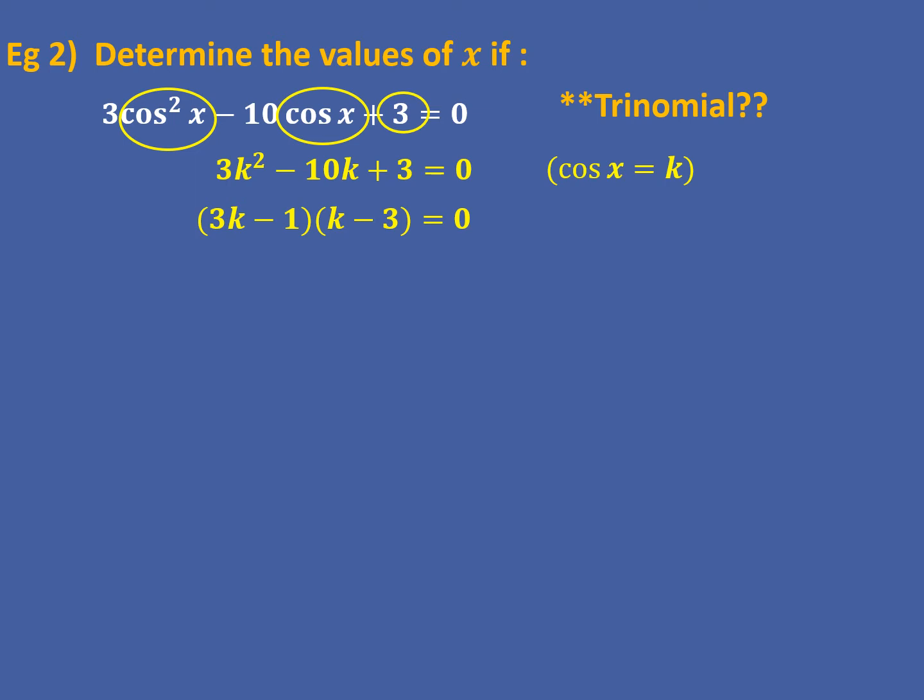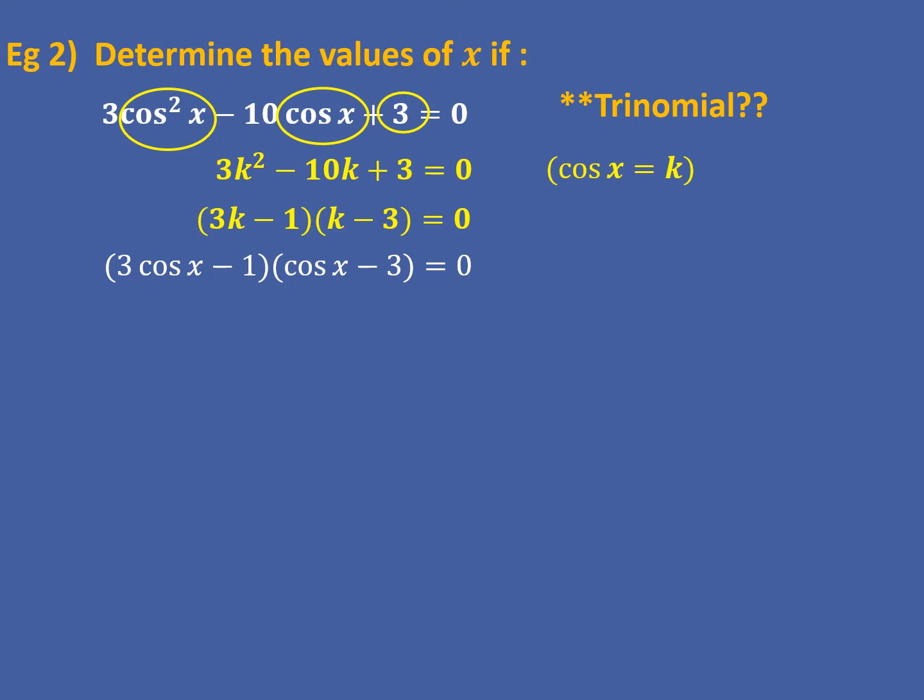That's much easier to work with, but now I need to put my cos back in because I need to solve for x. So I end up with 3 cos x minus 1 times cos x minus 3 is equal to 0. Now we are using the k method that we were taught in algebra, but those yellow steps you don't necessarily need to show.